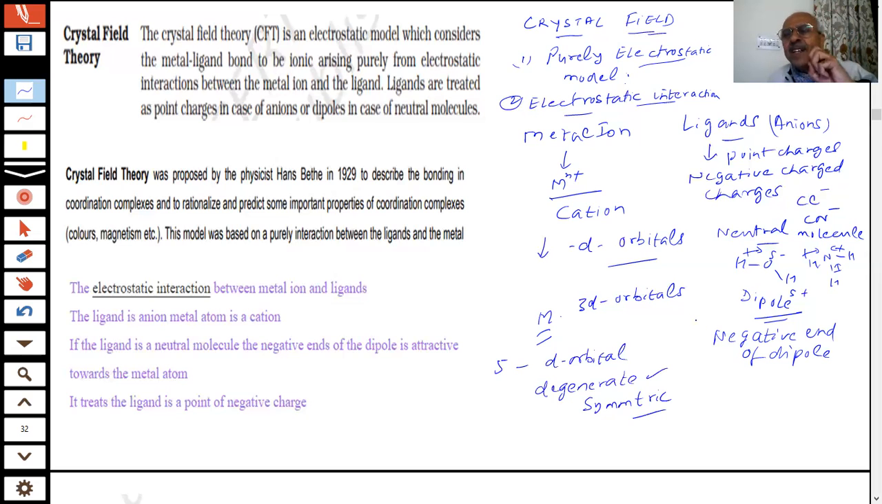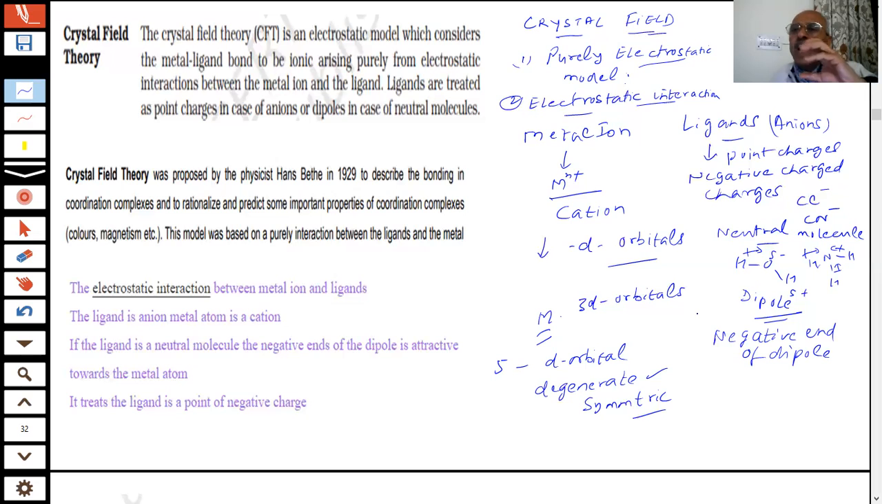The ligands, which are negatively charged, are being attracted by the positive metal ion. The ligands will approach the metal ion. Okay? We are not saying they are forming a bond now. I'm not saying they are forming a bond. I'm saying there is a field. There is a field of the ligands also, students.